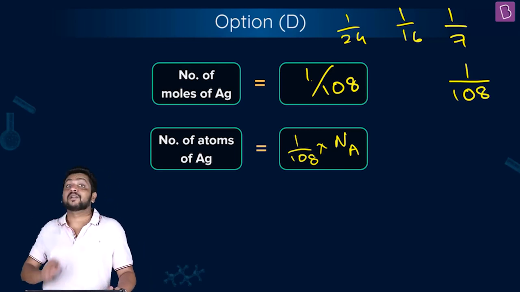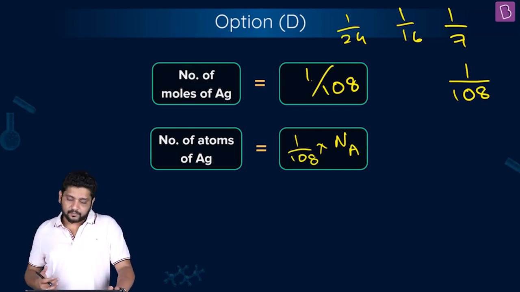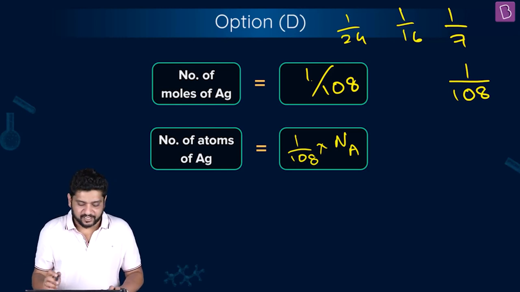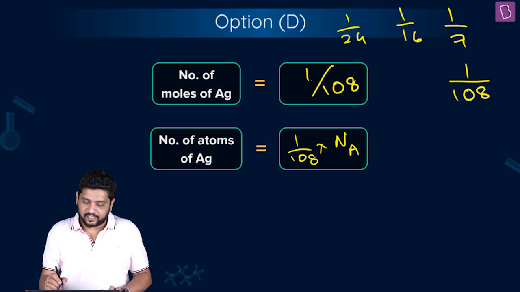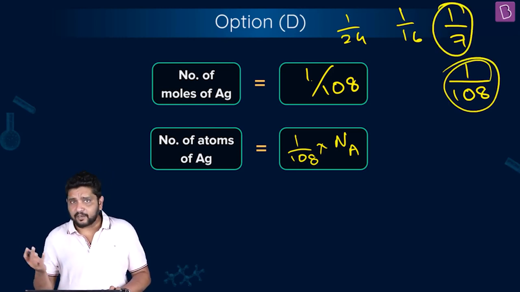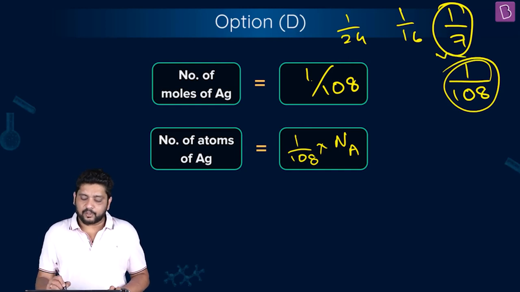Obviously, the numerators are all the same. Whichever has the larger denominator will give me the smallest answer, and whichever has the smallest denominator will give me the largest answer. I am looking for the largest number, so this is my answer. If the smallest was asked, I would have said silver. The largest is going to be lithium.